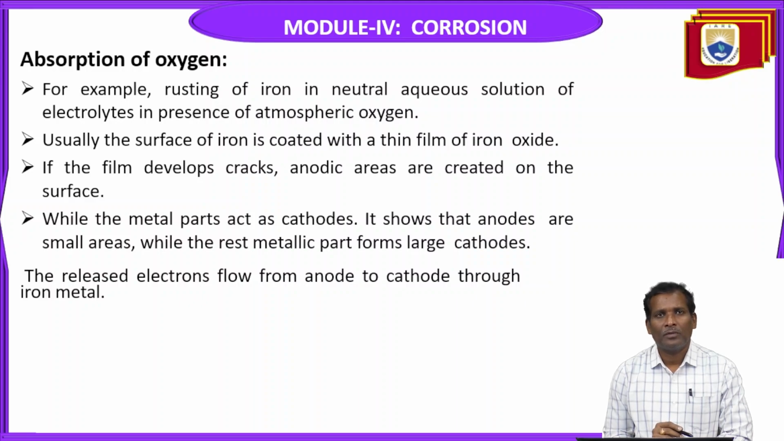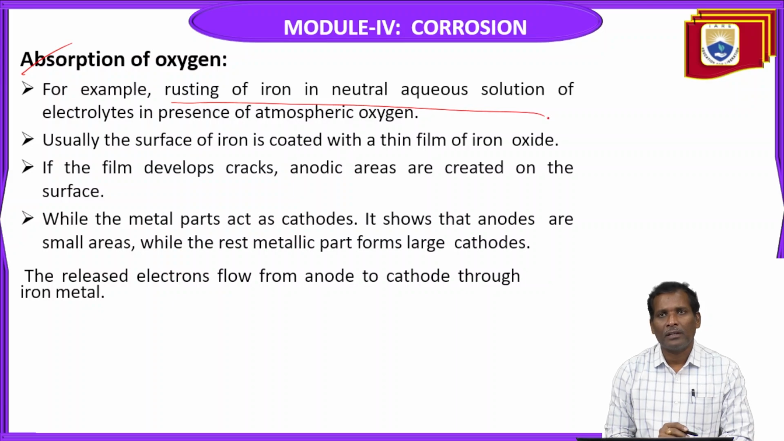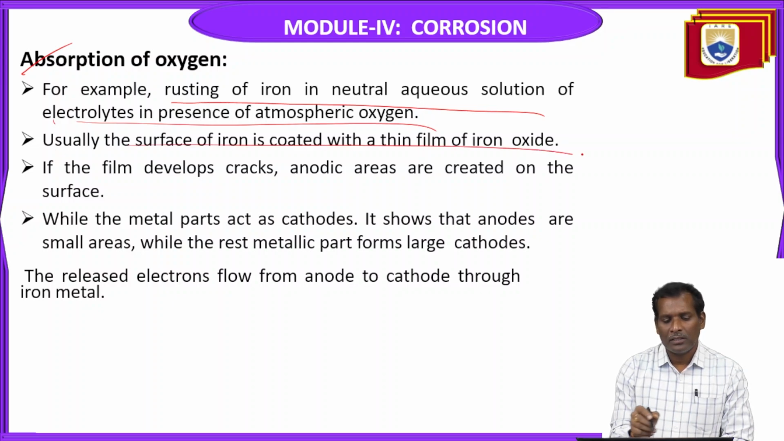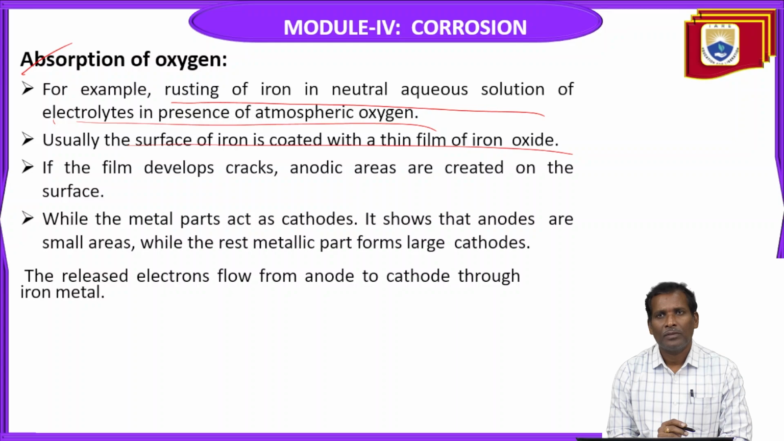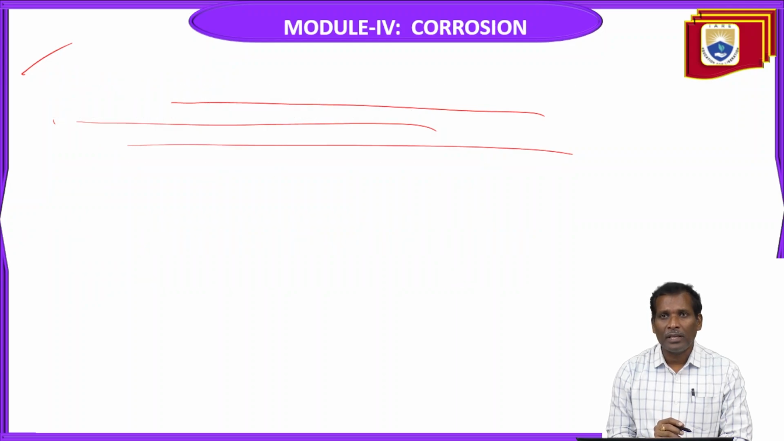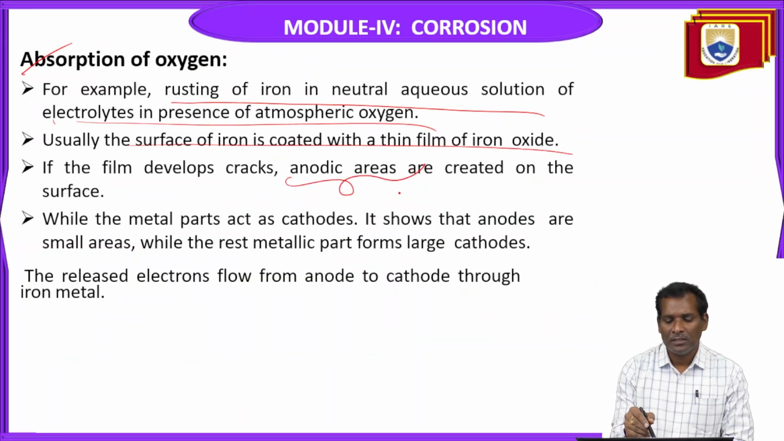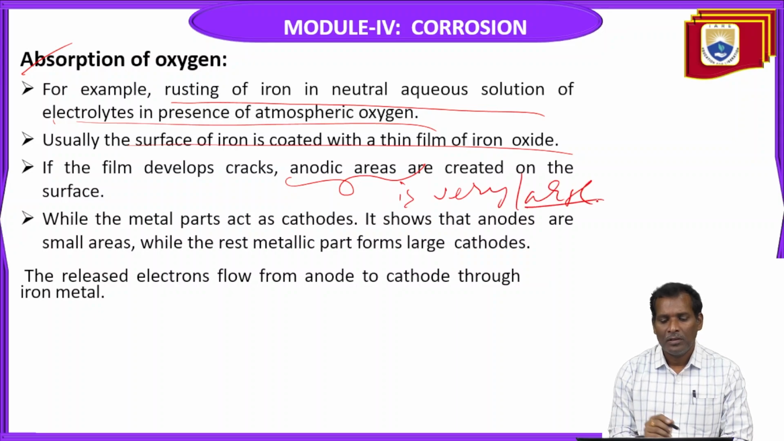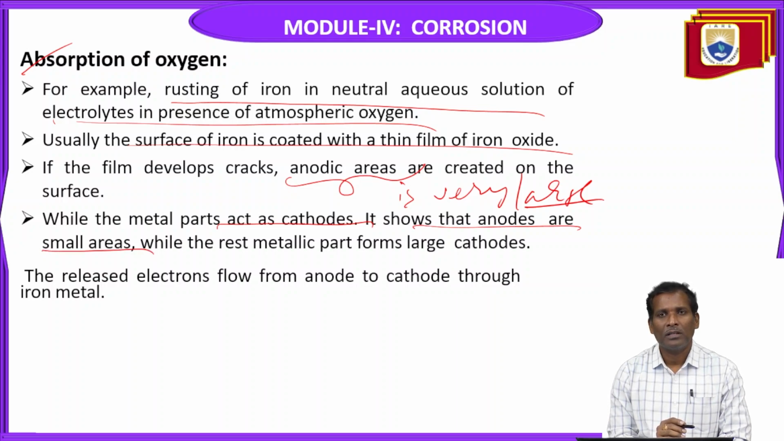Next, absorption of oxygen. For example, rusting of iron in a neutral aqueous solution of electrolytes in the presence of atmospheric oxygen. Usually, the surface of iron is coated with a thin film of iron oxide. If the film develops cracks, anodic areas are created on the surface. These anodic areas are small, while the rest of the metallic part forms a large cathode.